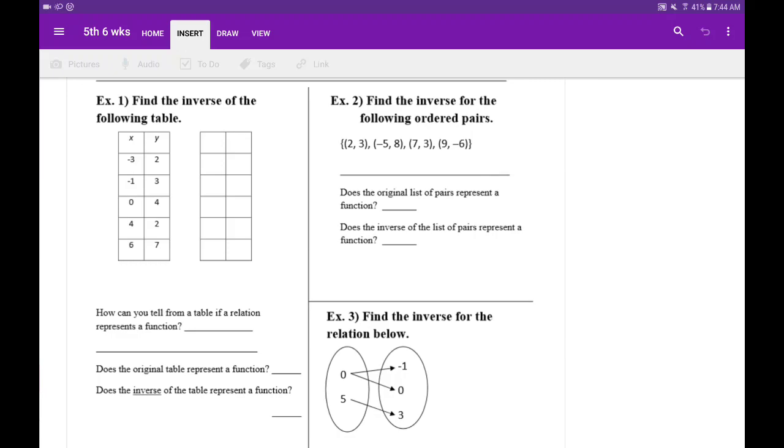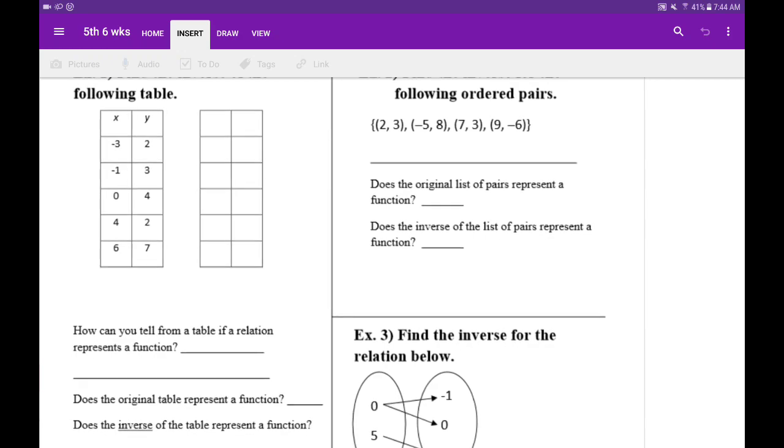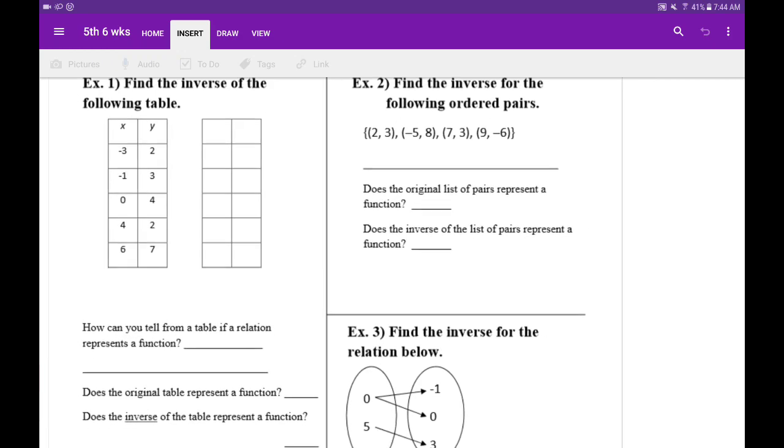Okay, in these next three examples, we're going to find the inverse of a table, a list of ordered pairs, and a map. So all you've got to do is take your original table, take your x and y values, and just swap their places. So let's do this first example. Find the inverse of this table.